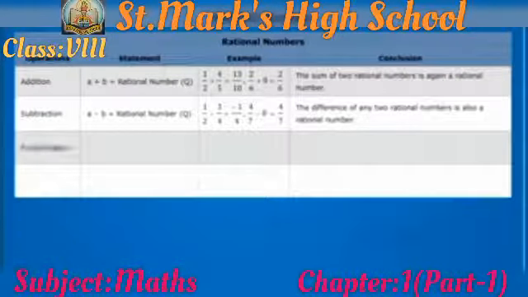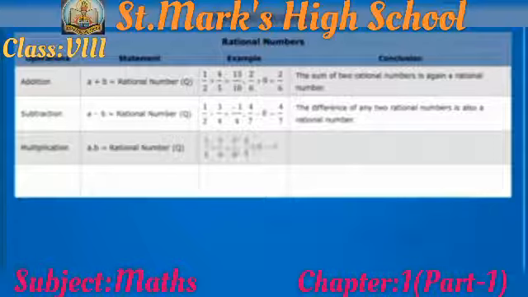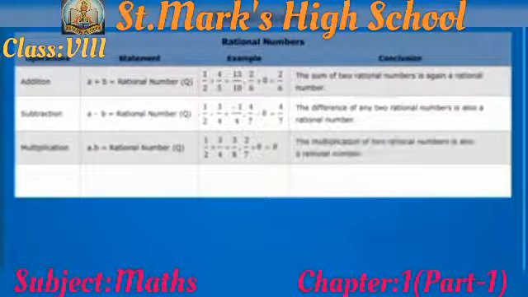Under multiplication, the product of two rational numbers is always a rational number. For example, 1 by 2 into 3 by 4 is equal to 3 by 8, or 2 by 7 into 0 is again equal to 0. It concludes that the multiplication of two rational numbers is also a rational number.